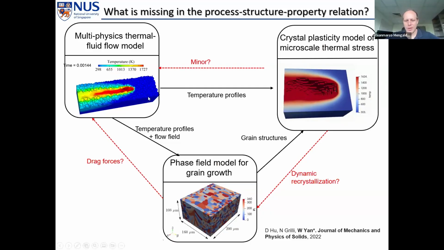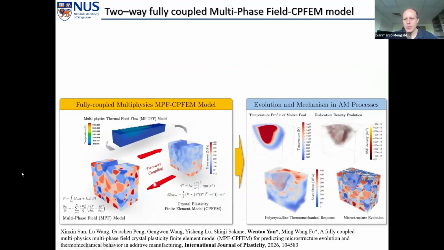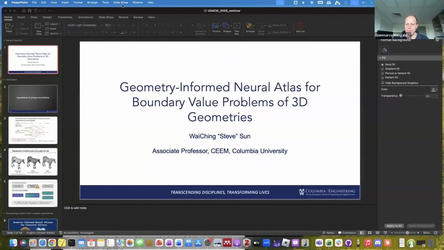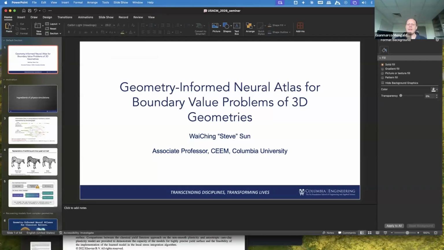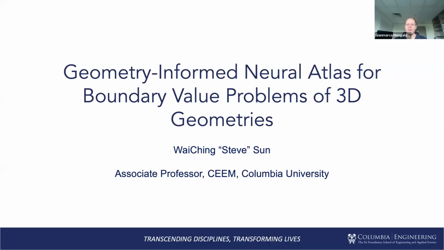Thank you, Wentao, for the great talk. So we will save questions for the end of both talks. So our next speaker is Prof. Steve WaiChing Sun from Columbia University, where he's an associate professor of civil engineering and mechanics. And he obtained his bachelor's from UC Davis and his master's in civil engineering from Stanford, along with an MA degree from Princeton and PhD in theoretical and applied mechanics from Northwestern University. So, WaiChing, the floor is yours.